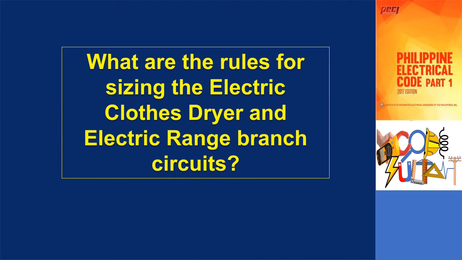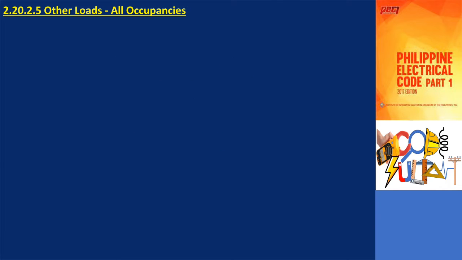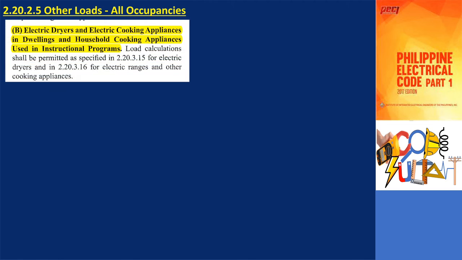What are the rules for sizing the electric clothes dryer and electric range branch circuits? Under section 2.20.2.5, other loads, all occupancies, paragraph B states that electric dryers and electric cooking appliances in dwelling units, load calculations shall be permitted as specified in 2.20.3.15 for electric dryers, and in 2.20.3.16 for electric ranges and other cooking appliances.